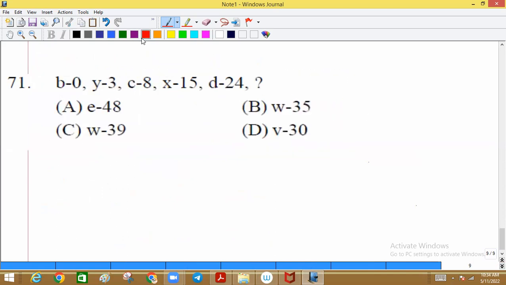Yes, what is the answer? B0, Y3, C8, X15, D24. Now, B and Y, how are they related? Opposite. C opposite X. D opposite W. Now, 0, 3, 8, 15, 24.